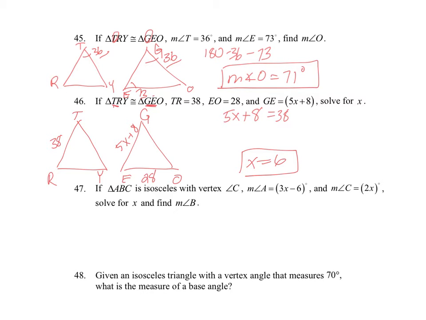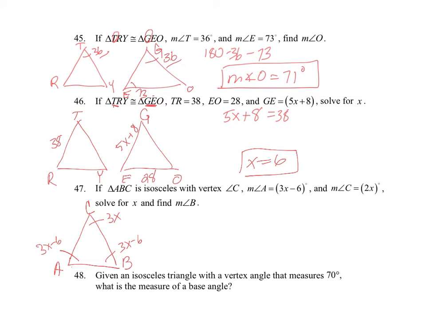If I look at 47, I have triangle ABC is isosceles with the vertex angle C. So I'm going to make this ABC. C is my vertex angle. The measure of angle A is 3x minus 6. So this is 3x minus 6. And the measure of angle C is 2x. So if C is our vertex angle, A is 3x minus 6, B would have to be 3x minus 6.